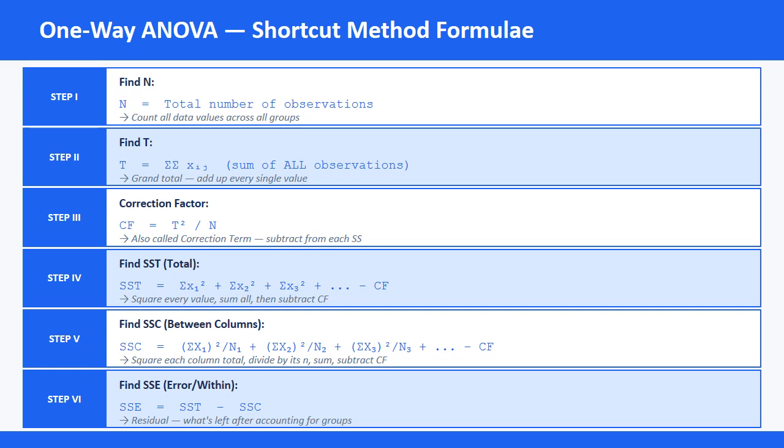Step 5 is the sum of squares between groups, that is SSC. So take each group total, square it, divide by the number of observations, sum them all and then subtract the correction factor. Step 6 is the sum of squares within the groups, that is SSE. So SSE is equal to SST minus SSC. This represents the variation that is not explained by the different groups. So this completes the computational part.